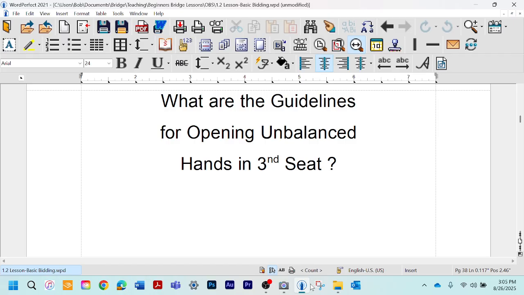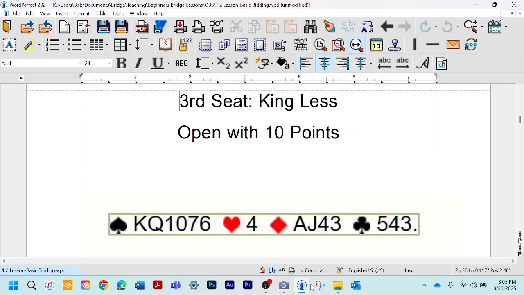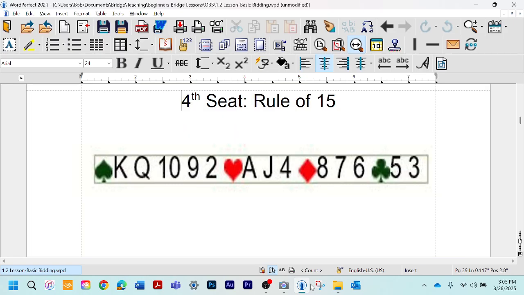Now, if you get into third seat, in other words, your partner has passed, your right-hand opponent has passed, and it's now your turn to bid. The requirements have dropped down a little bit by about a king. Remember, a king's about 3 points, 2 points. So it's around 10 points. You could open with about 10 points in third seat.